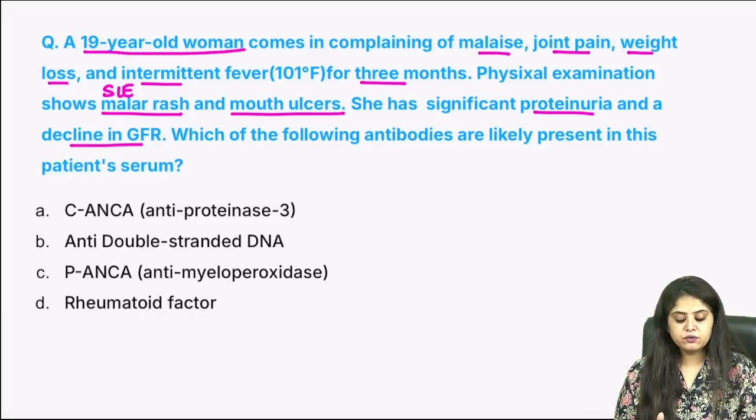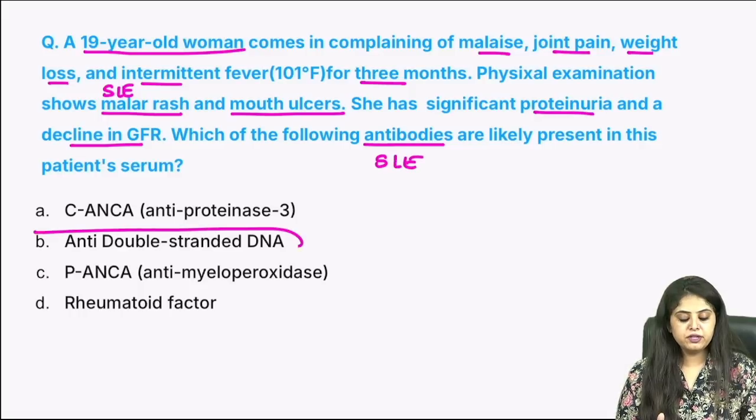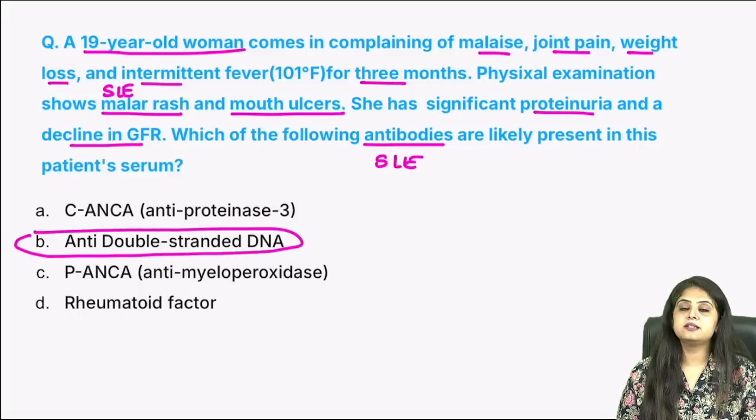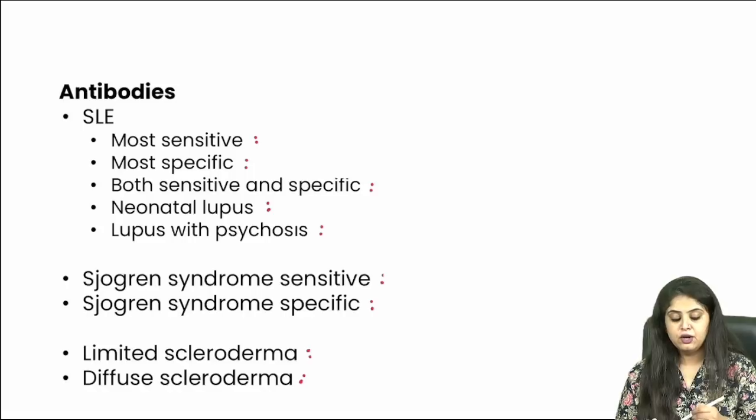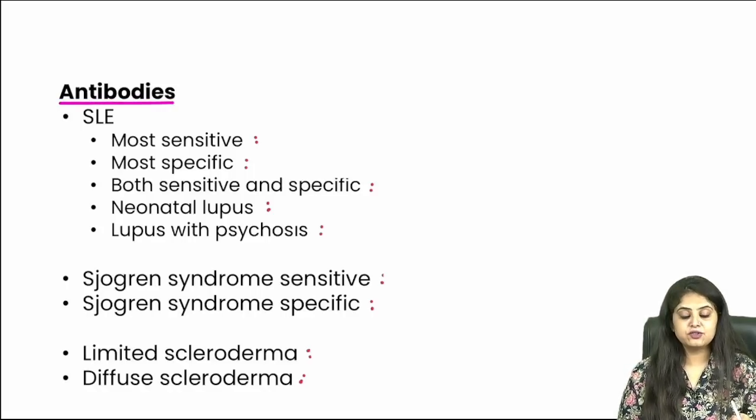So now they are asking which of the following antibodies would you think of for SLE? And out of the options given over here, we will think of anti-dsDNA antibody for SLE. So quickly revising all the antibodies for the autoimmune disorders, the same I had given in the one-liner session also. So it's a quick 30-second recap.